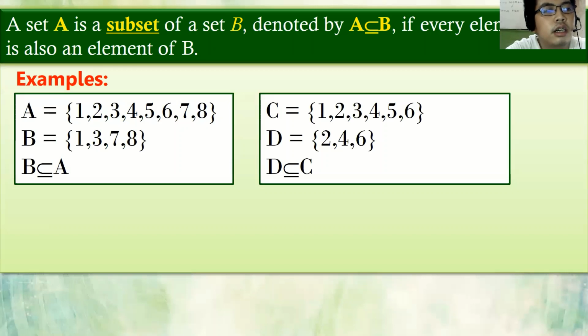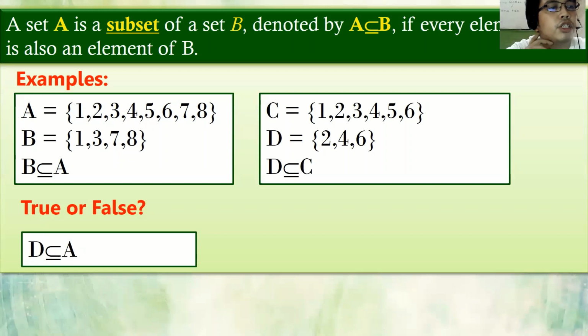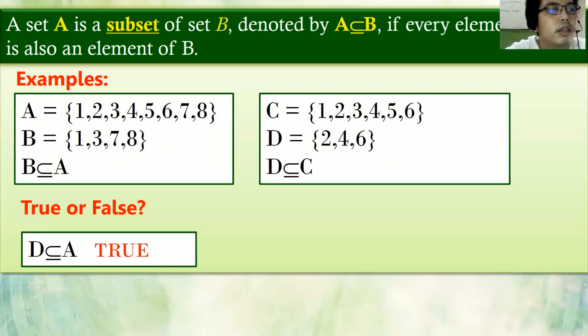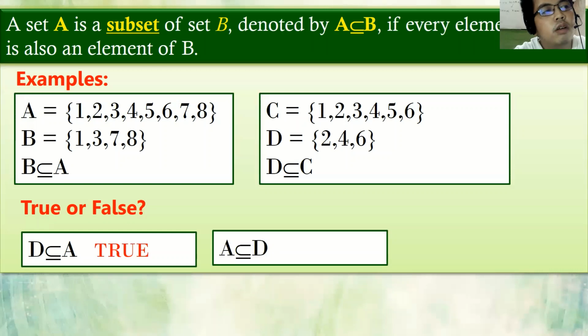Okay, let's do these exercises here. Just state if it's true or false. Is D a subset of A? Let's check if all the elements of D are found in A. 2 is in A, 4 is also in A, 6 is also in A. So that is a true statement. Next one, is A a subset of D? 1 is not in D. So A is not a subset of D, so it is false. Not all elements in A are found in D.